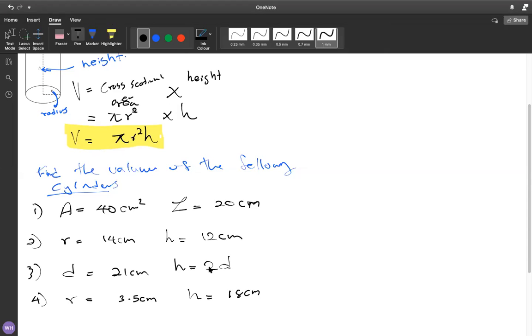Third one, h is equal to 2 times the diameter. The diameter is this 21 centimeters. So you need to find the h by using this. 2d. D is here. Okay.